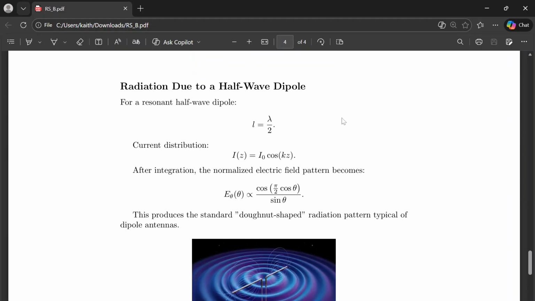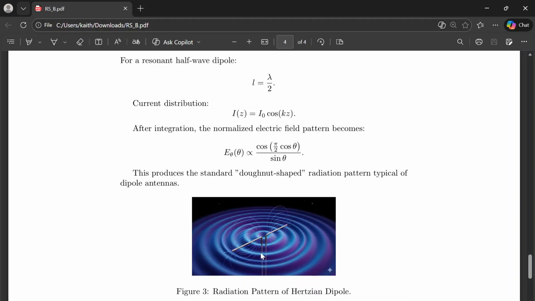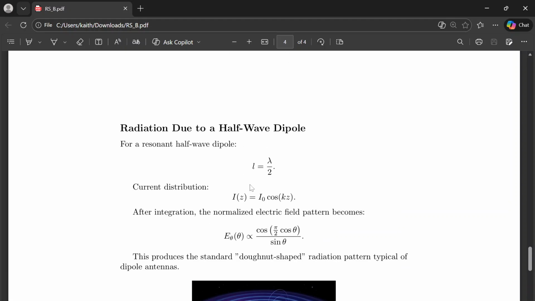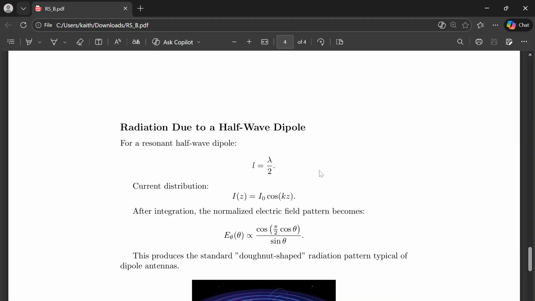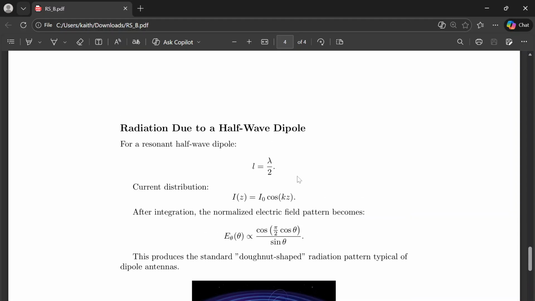So now let us see the radiation due to a half wave dipole. As you can see, guys, this is the picture of the half wave dipole. For a resonant half wave dipole, we know that the length is lambda by 2. That is, this length is lambda by 4 and this length is lambda by 4, so the total length is lambda by 2. And let us assume the current distribution is of this form.